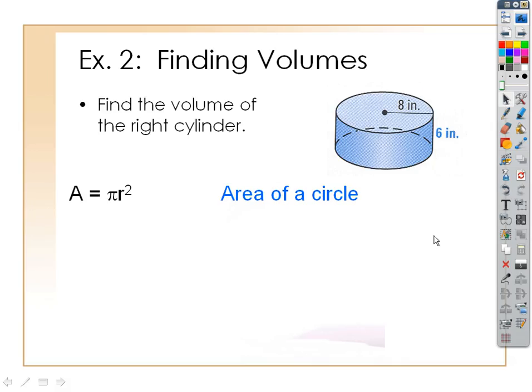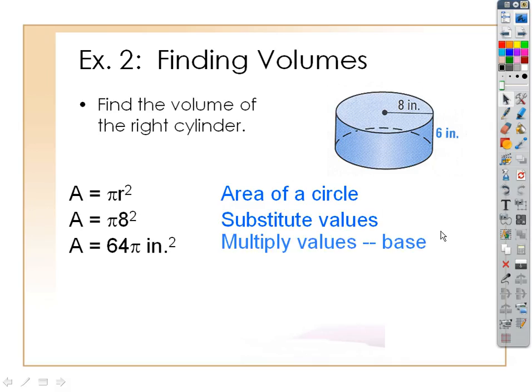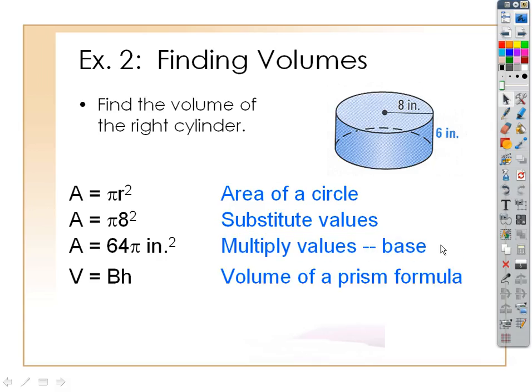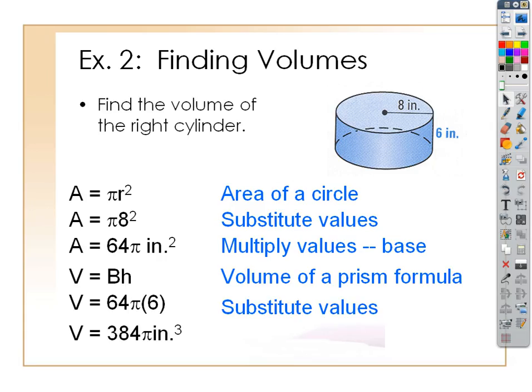Okay, plug stuff in. Good. There's the area. So volume is area times 6. Oh, good. They left it that way. Excellent. 384 pi cubic inches. And then if you want to turn it into a decimal, that's roughly what it is.